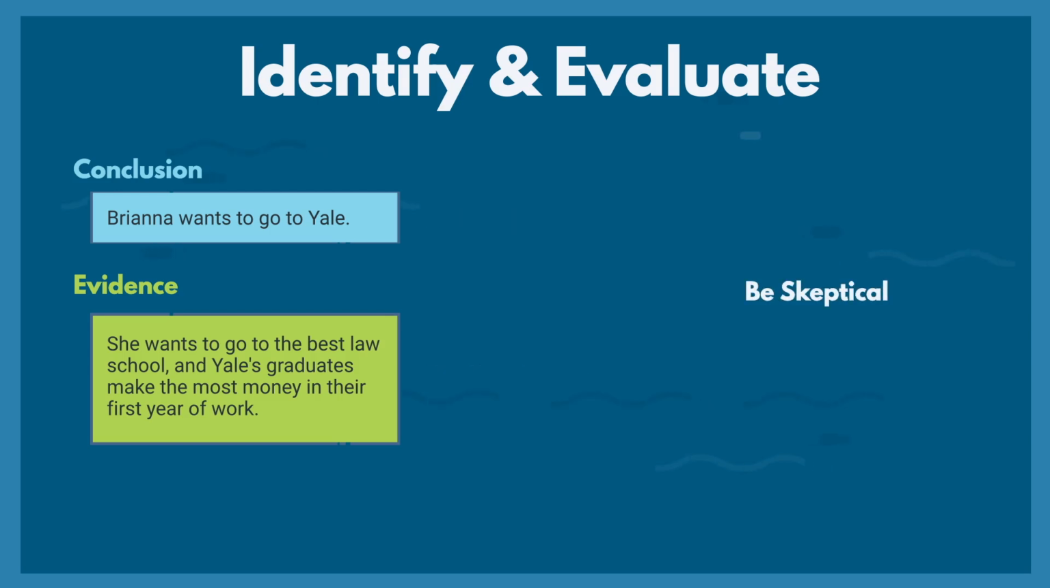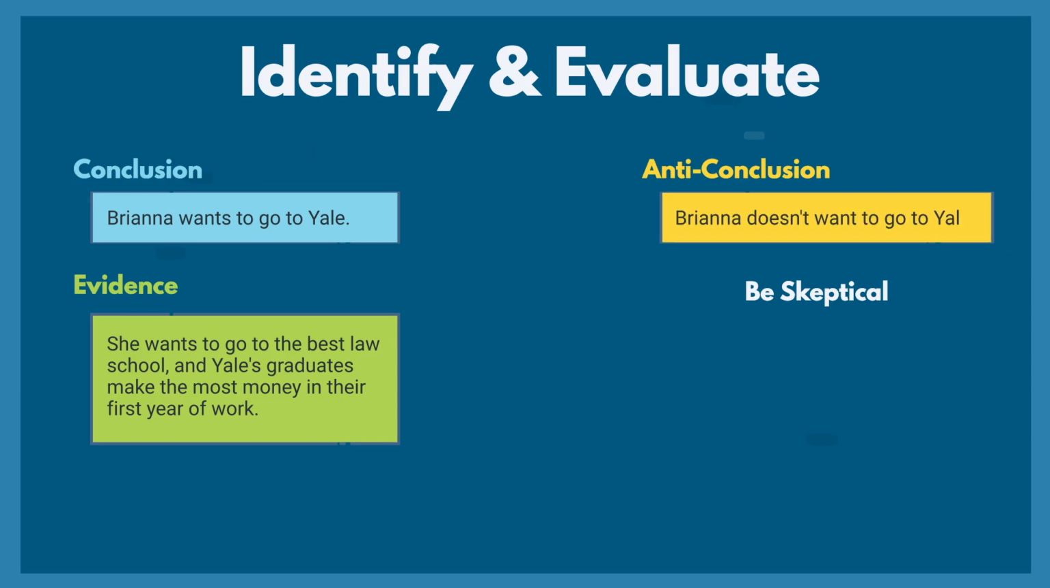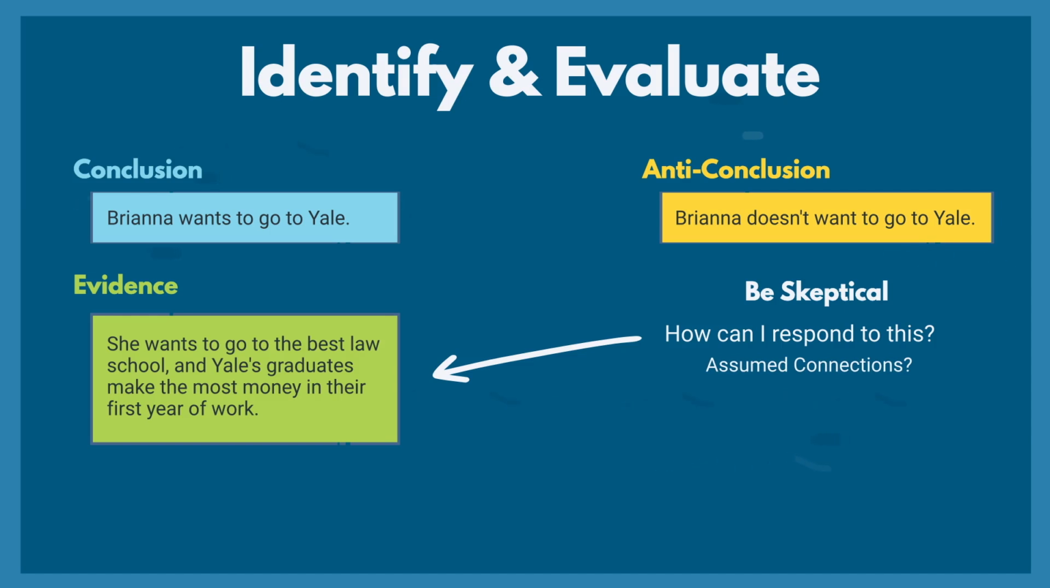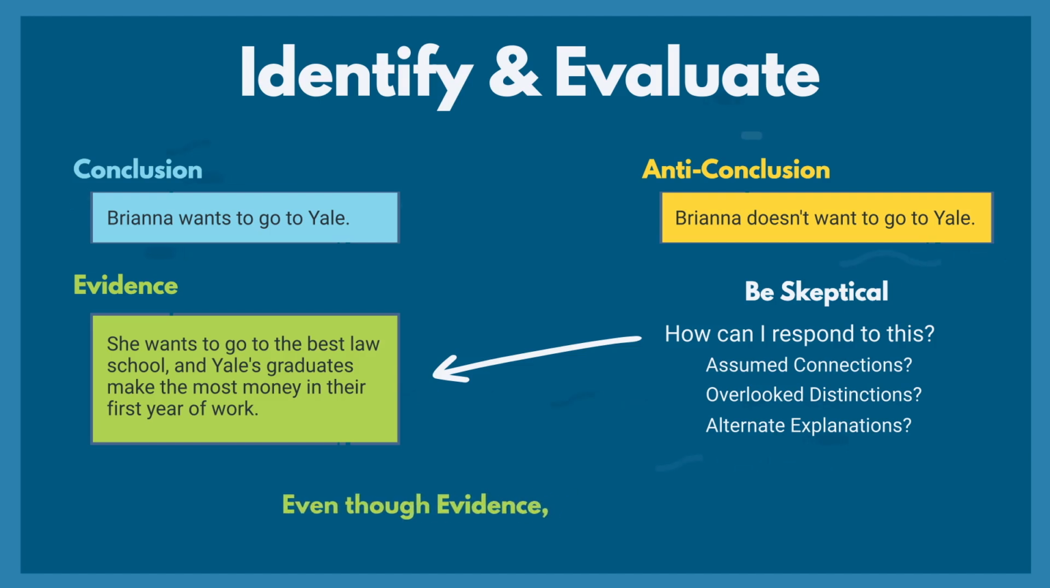And then in most cases, we'll be skeptical. We'll assign ourselves the position of the other lawyer. I'm going to argue Brianna doesn't want to go to Yale, so how will I respond to this evidence? Well, you're assuming that because the graduates make the most money, that makes Yale the best. You're overlooking the fact that Yale graduates also have the most debt in their first year of work. Or you're failing to consider that the reason they make the most money isn't because Yale prepared them, it's just because they belong to rich families who give them great jobs.